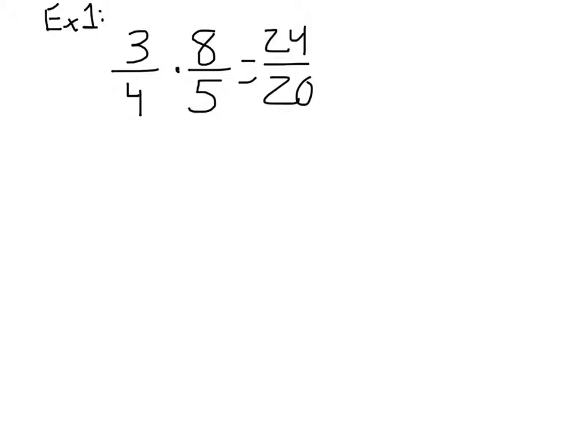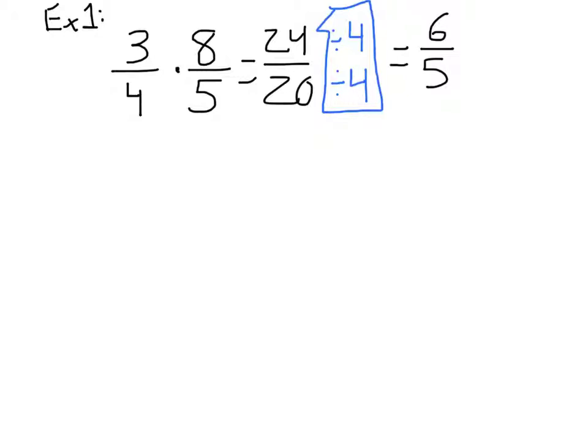We see that our numerator and denominator have a factor of 4 in common, so we can divide the numerator and denominator by 4. This is a form of a factor of 1, because we're doing the same thing to the numerator and denominator, so we're not changing the value of the fraction. So our numerator becomes 6, and our denominator becomes 5. In this case, the numbers weren't too big to work with, so we didn't mind simplifying at the end.